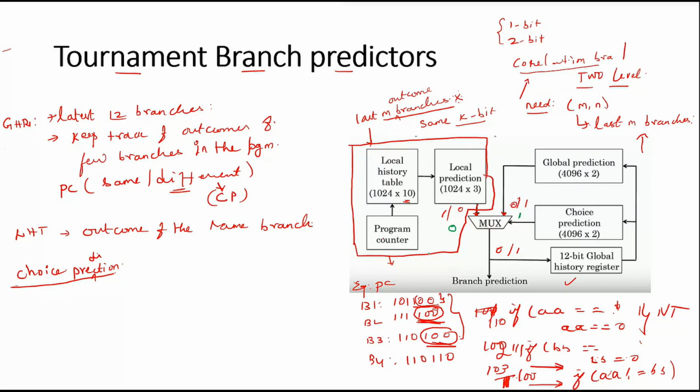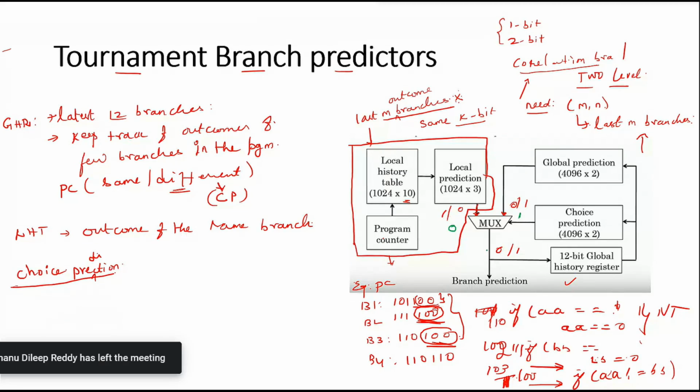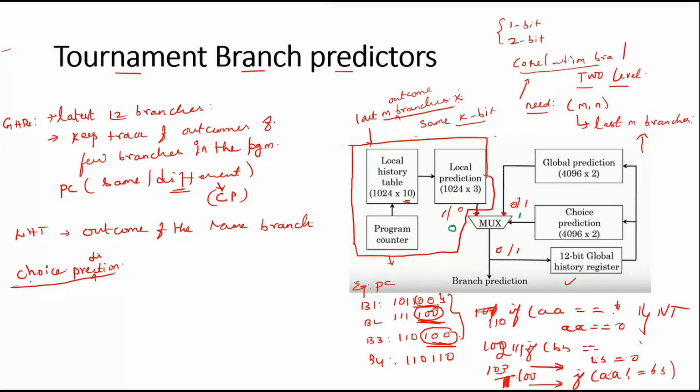If you have this, now the choice prediction has to decide which one to choose, whether we have to take the local prediction or the global prediction outcome. Understood? If both outcomes are the same, it won't be a problem, but if they differ, we have to depend upon the choice predictor. So how we depend on it, that is going to be the question.